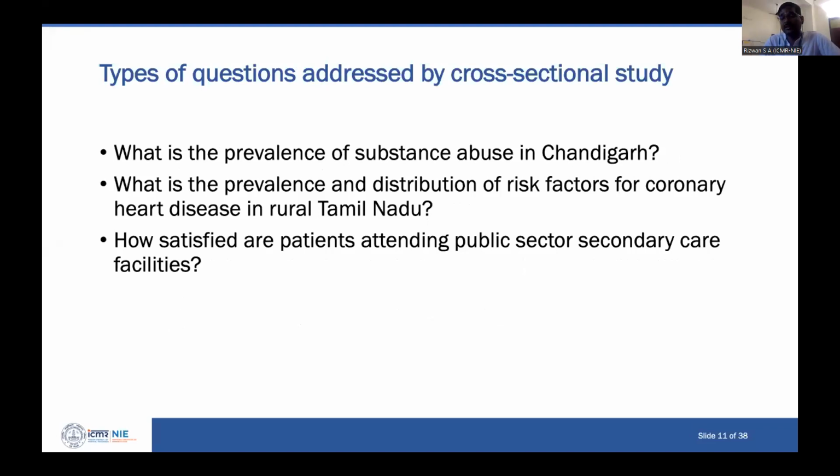How satisfied are patients attending public sector secondary care facilities in a particular district or state? So you can see from the questions asked here, these are mostly exploratory in nature, or they are going to estimate one particular phenomenon in a particular population. So there is no comparison group and there is no estimation of factors associated.